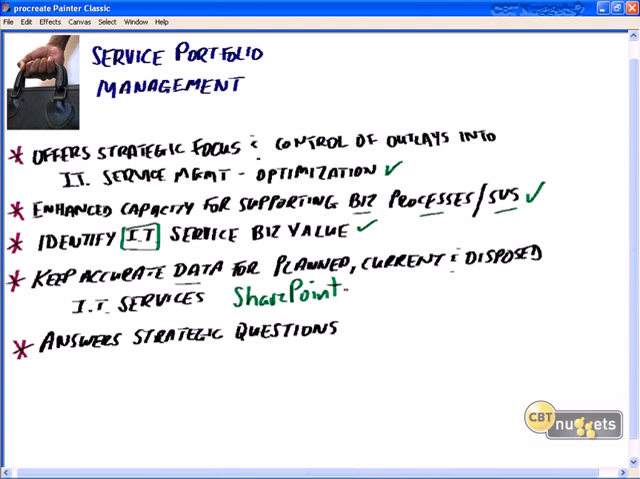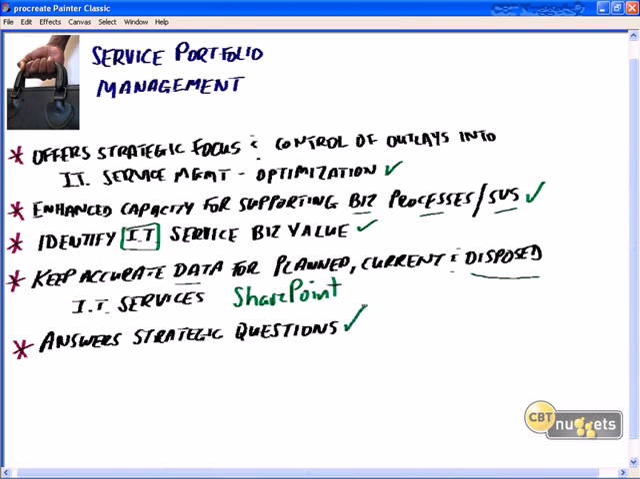So I can use something like this with its document libraries and all of its capabilities for reporting and web-based management, for planning, for providing accurate data for our current services, and the disposition of IT services and the data that's related to those retired IT services. And then also, we're going to use service portfolio management to answer strategic questions.